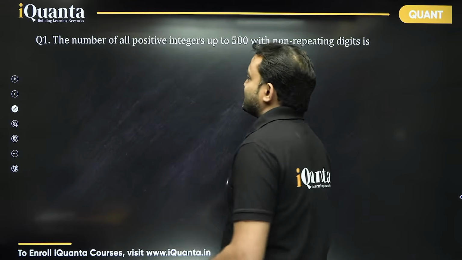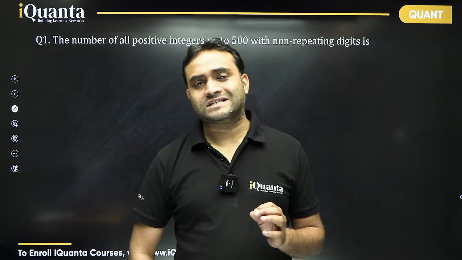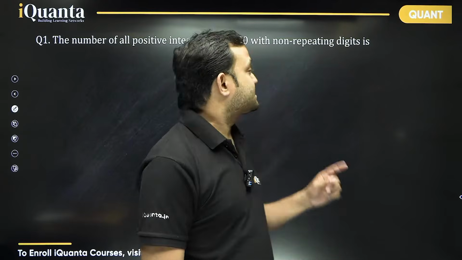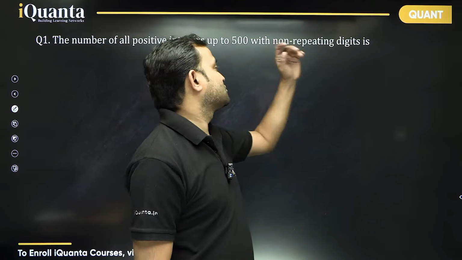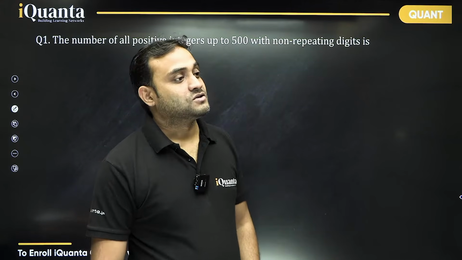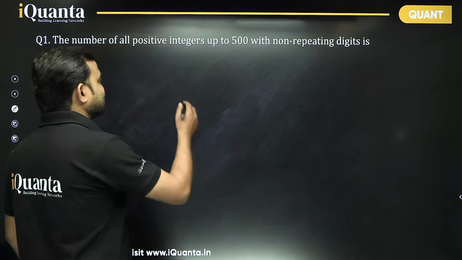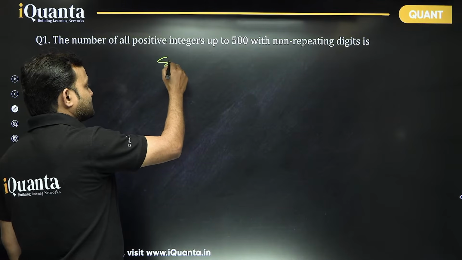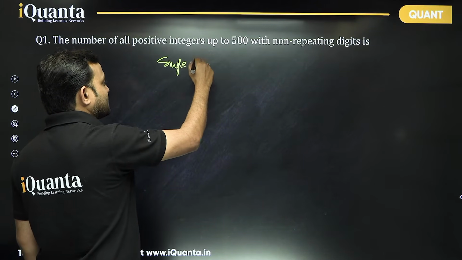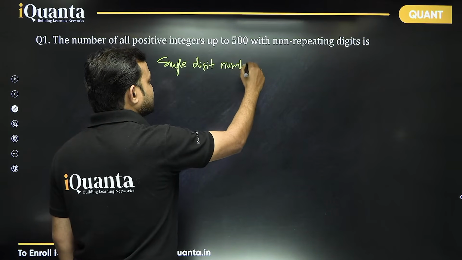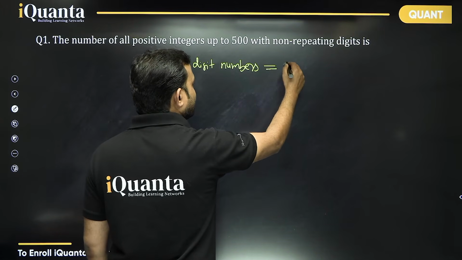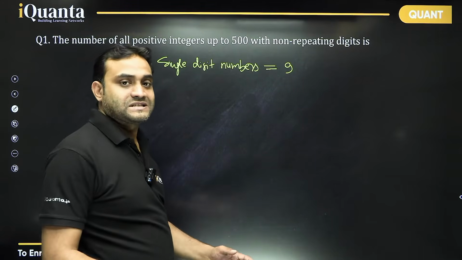Question 1 says: the number of all positive integers with distinct digits up to 500, or you can also call it non-repeating digits. So how many single digit numbers will be there? Can I say single digit numbers will be equal to 9? 1, 2, 3, 4, 5, 6, 7, 8, 9.